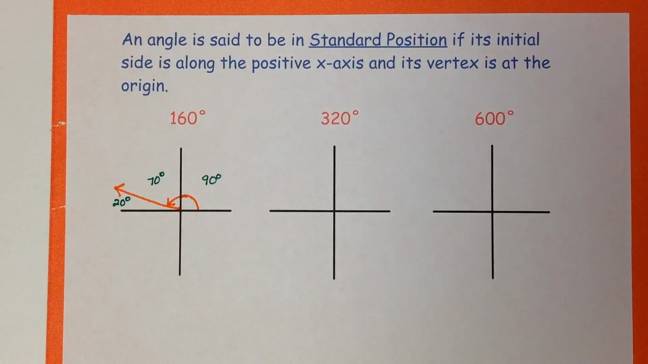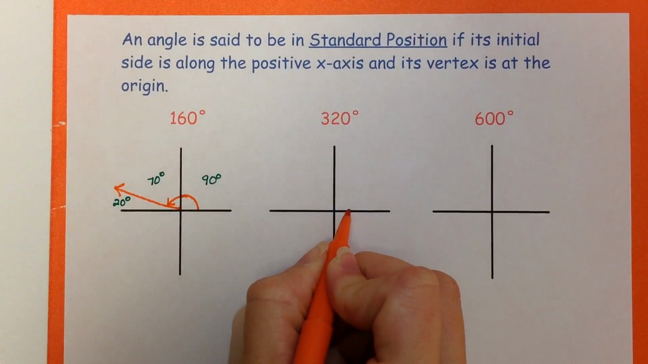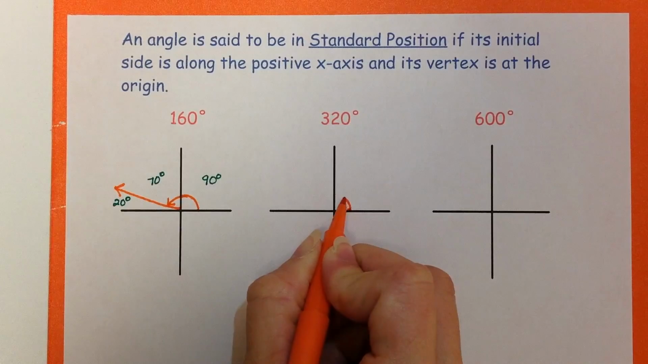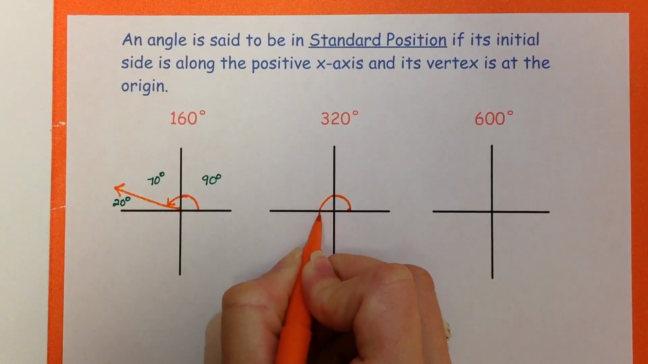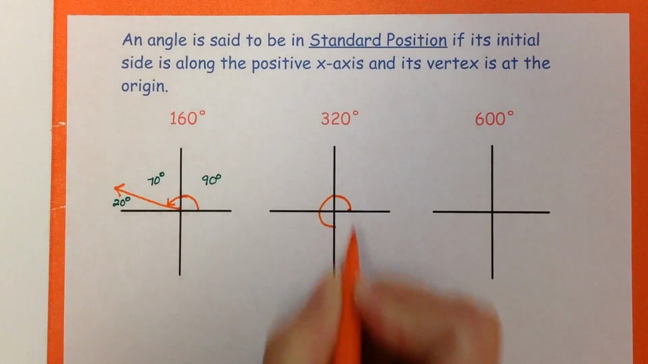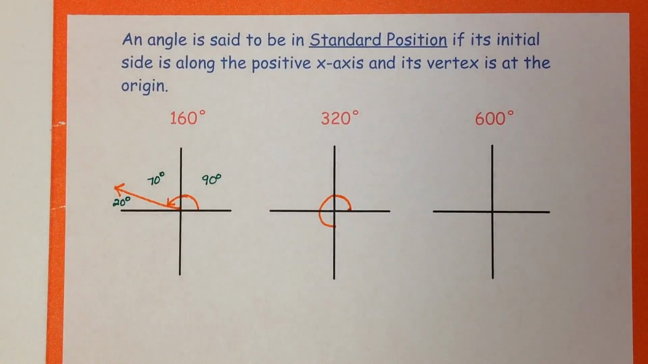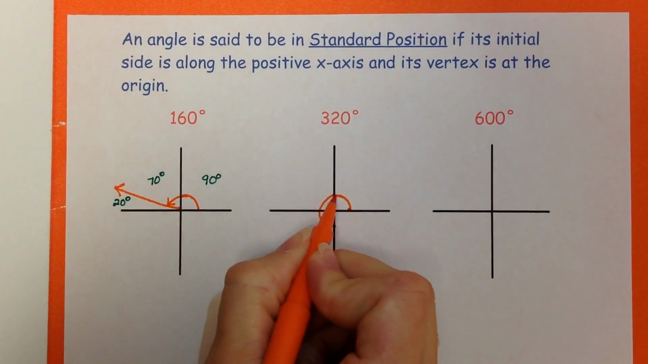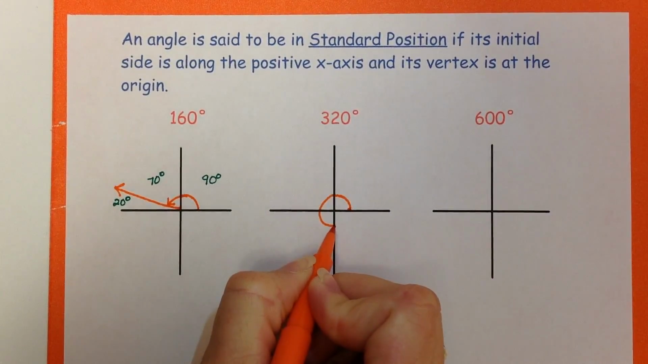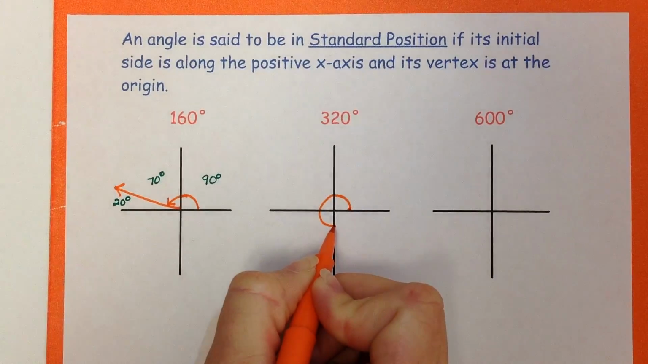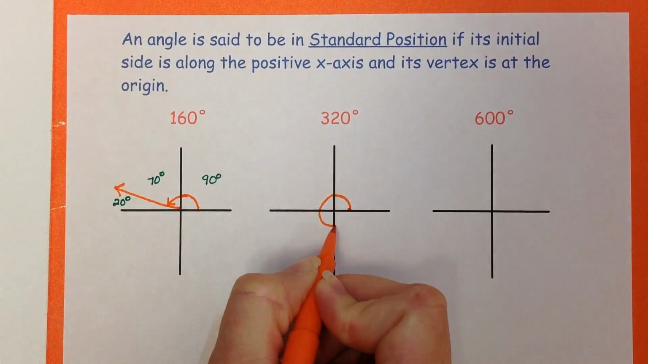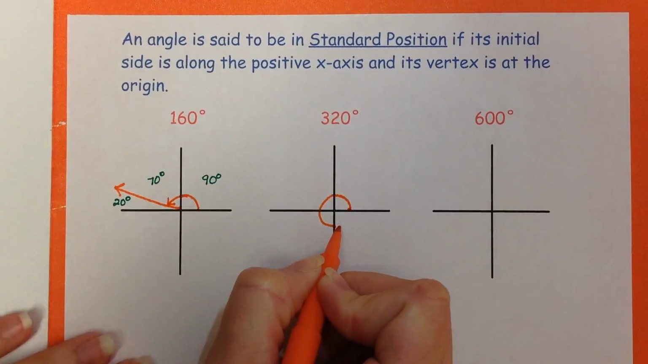Okay, next one's 320 degrees. Again, I rotate in the positive direction. So I'm starting at the positive end of my x-axis, rotating counterclockwise. We know from here to here is 270 degrees. So you need to figure out how much more you need to go. Like I said, this is 90, this is 90, this is 90. That's 270. So to get from 270 to 320, you need to go another 50 degrees.